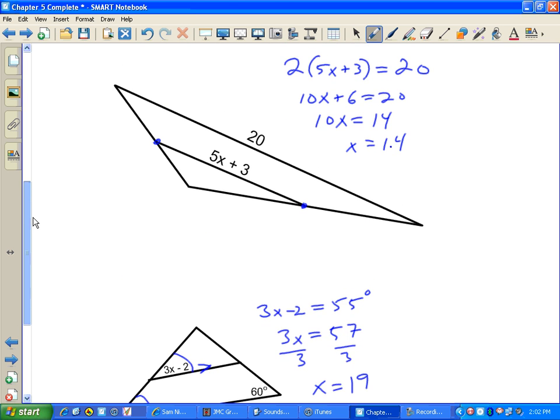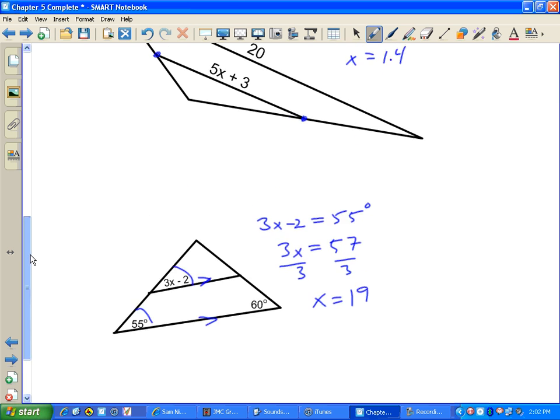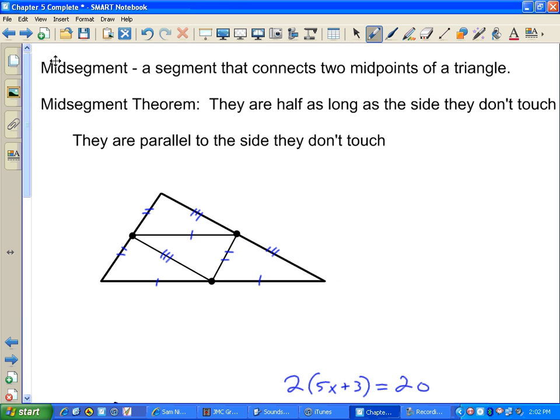Okay, so that's just a taste of some of the things you can do with midsegments. Your packet will have quite a bit more applications for it. But these are the basics. It's half as long as the side it's not touching, and it's parallel to the side it's not touching.